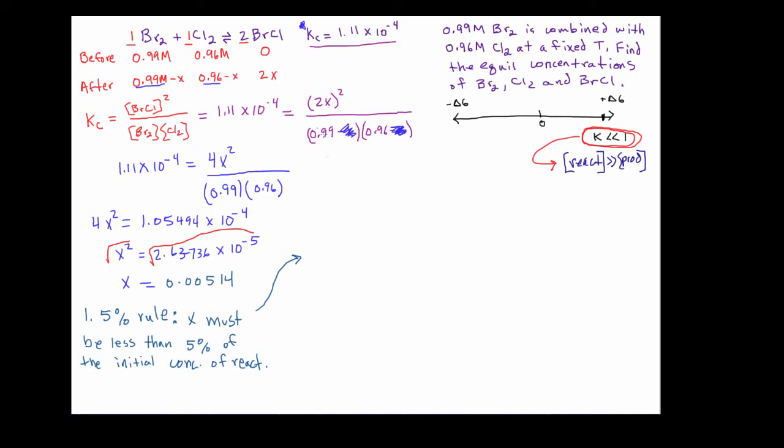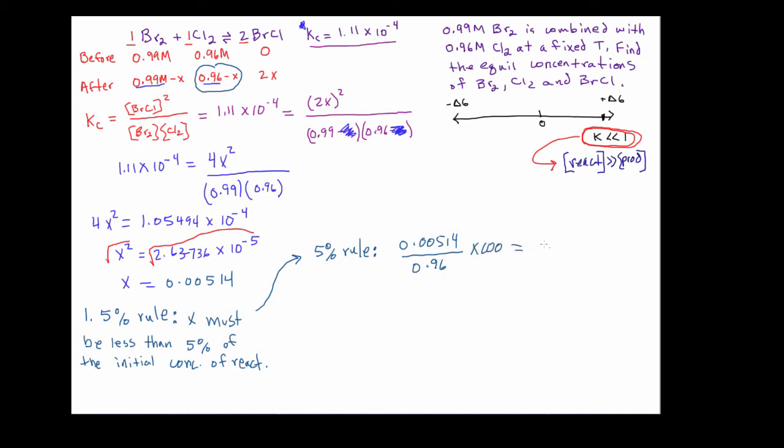And the value that I'm going to use to do the test is going to be the Cl2 because it's actually a smaller value than the Br2, so to be on the safe side. So let's go ahead and test our values. So 5% rule. All right, and our x value is 0.00514, and we're dividing that by 0.96 times 100.